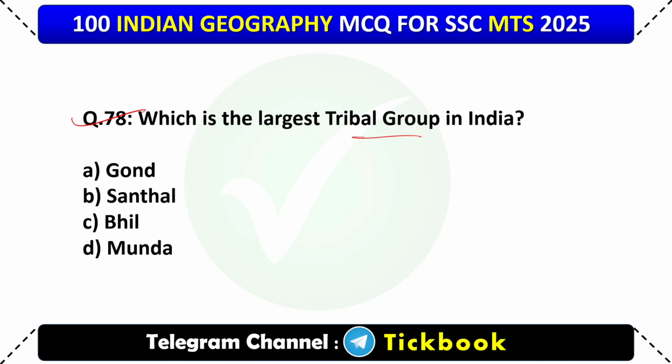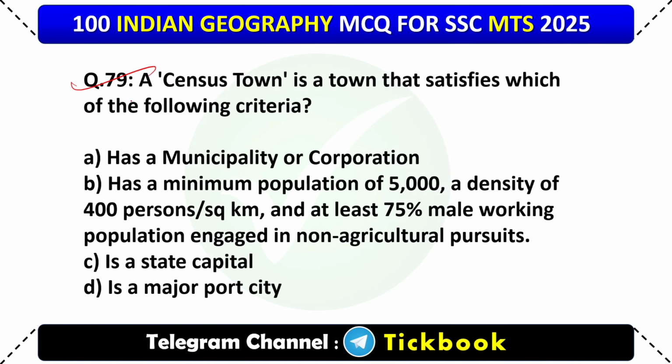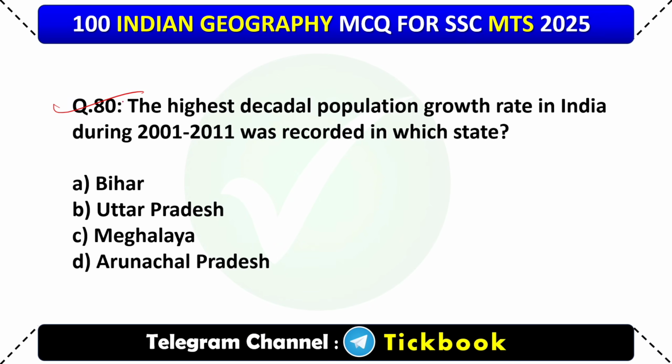78. Which is the largest tribal group in India? Option number B, Bhil. 79. A census town is a town that satisfies which of the following criteria? Option number B, has a minimum population of 5,000, a density of 400 persons per square kilometer, and at least 75% male working population engaged in non-agricultural pursuits. 80. The highest decadal population growth rate in India during 2001 to 2011 was recorded in which state? Option number C, Meghalaya is the correct answer.